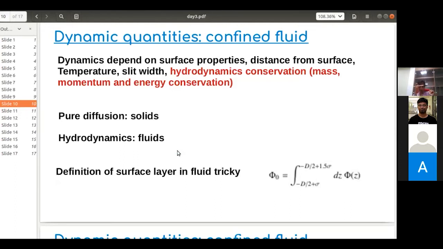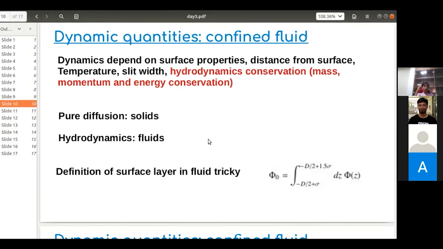Now, in addition to that, for the dynamic quantities, one more thing becomes extremely important, and that is something known as hydrodynamics conservation. What do I mean by that? It basically refers to mass, momentum, and energy conservation.